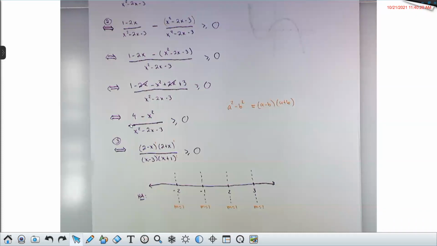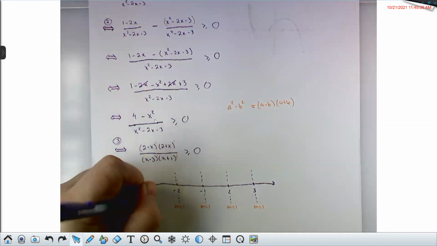So the degree of the top is the same as the degree of the bottom. So we're going to take the ratio of lead coefficients. The lead coefficient downstairs is 1. The lead coefficient upstairs, that's the number attached to the largest power of x, is -1. So the horizontal asymptote here is the line y equals -1/1, which is just -1.